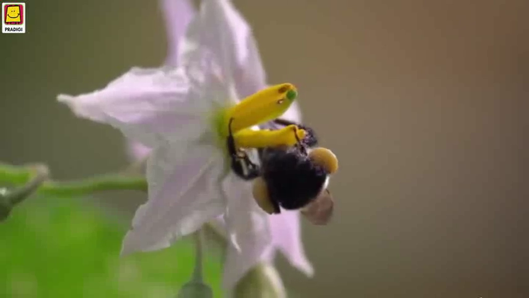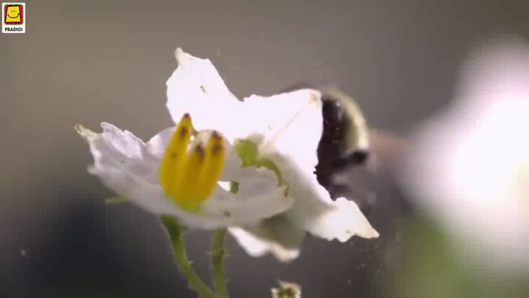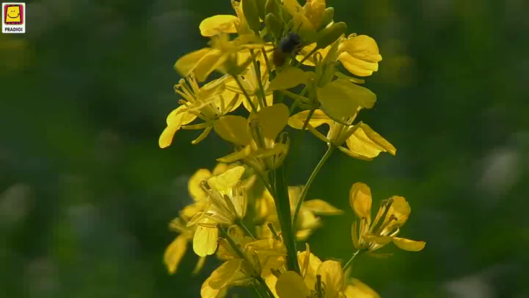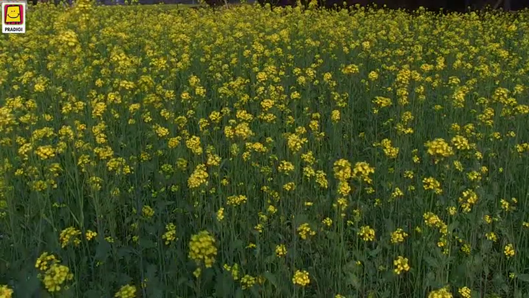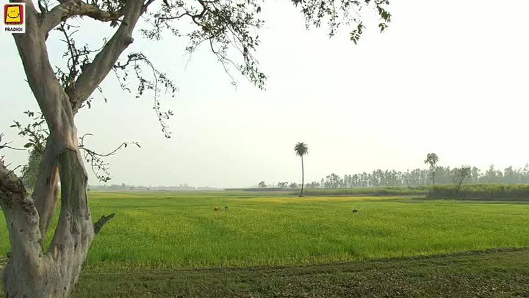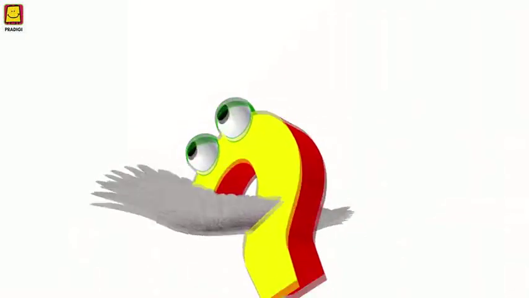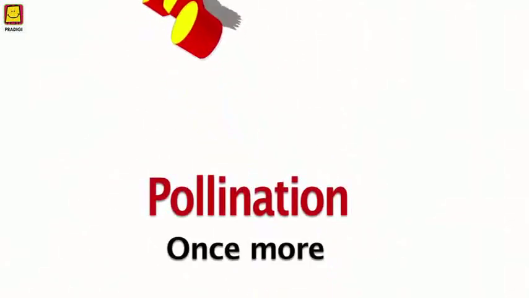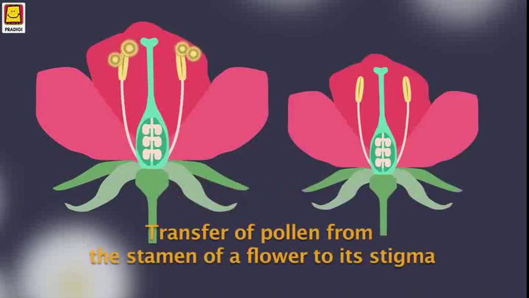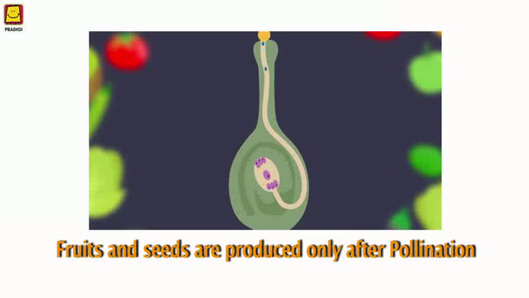Pollination is an important process and takes place all around us. The green cover on our earth is dependent on this phenomenon. With this understanding, let's watch pollination once more. Pollination means transfer of pollen from the stamen of a flower to its stigma. Plants cannot produce fruits and seeds without pollination.